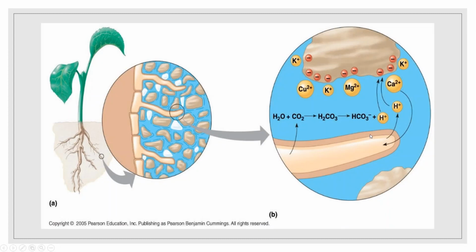So here we have a look at that. We have our plant. We have our soil colloid that has these various cations that are adsorbed to these negative charges. And notice that one K plus is adsorbed to one of those charges. We have copper 2 plus that is adsorbed by these 2 charges. Magnesium 2 plus is adsorbed by these 2 charges.